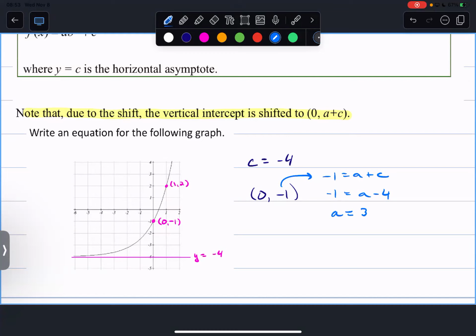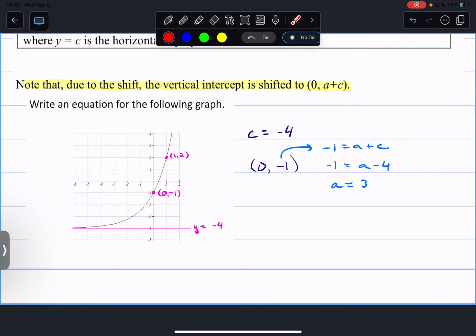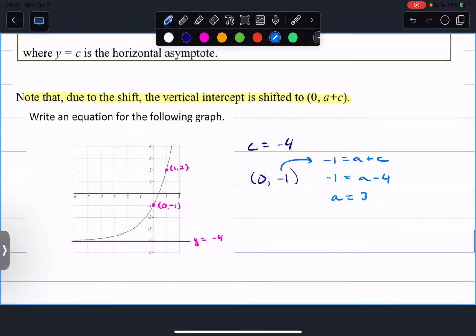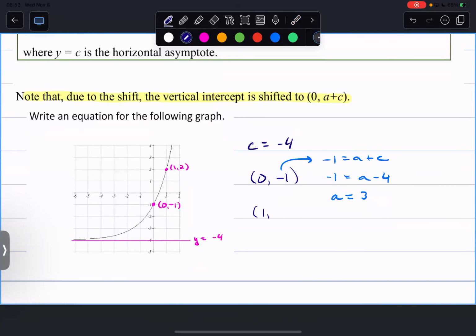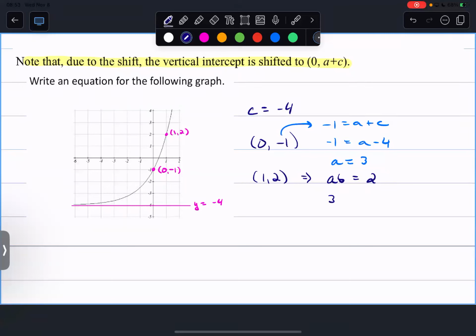Or, if you just look at this thing, we are going through 0, negative 1, but this has been moved down 4. So if you just take everything and bump it up so the horizontal asymptote is at 0 again, then it's going to move up to 3. So you can convince yourself that way. So a is going to be 3, and we also see that it goes through 1, 2, which means that ab is 2, but a is 3, so 3b is 2, which means that b is 2 over 3. Did I do that wrong?